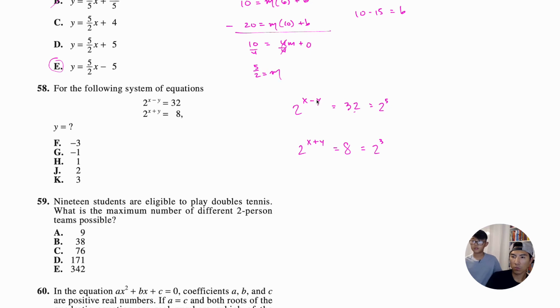Okay, so then we're trying to solve for y. What this means is that equals 5 and that equals 3. So we have a system of equations again. So we'll do elimination again, and we want to solve for y, so let's eliminate the x's. We're just going to subtract. x minus x is 0, negative y minus y is minus 2y, 5 minus 3 is 2. So that's negative 2y equals 2. So then y equals negative 1.